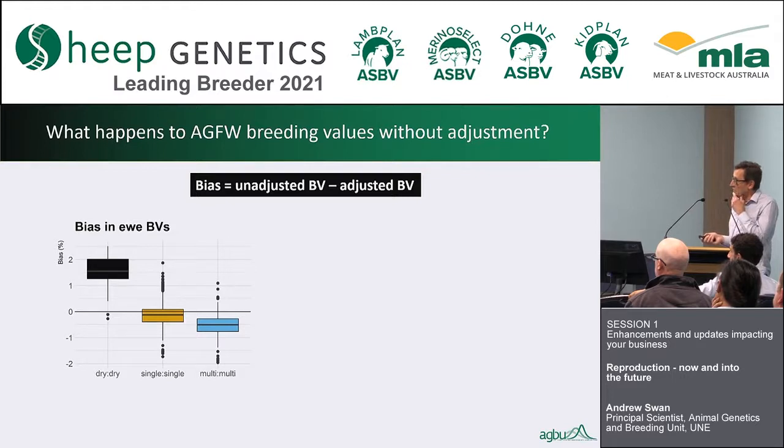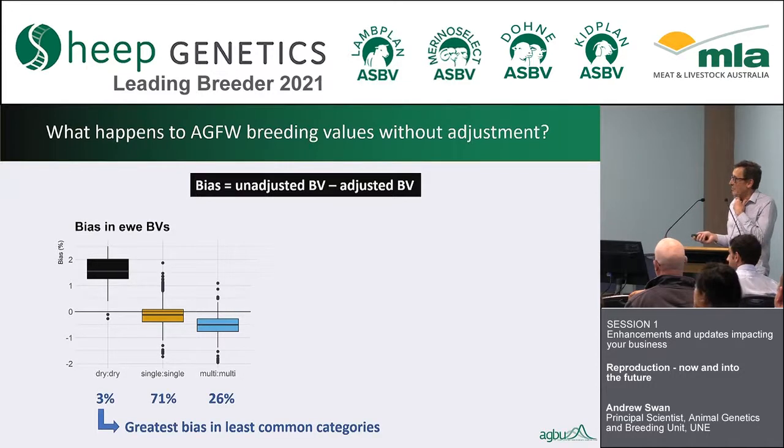And you can see, sure enough, in ewes where it's going to be the problem, if you're dry in both cycles, you get an artificial advantage of up to 2% there. Singles, a little bit of a disadvantage, and multiples, a little bit more of a disadvantage. Now, context is important here. There's not many sheep in the database that actually have that status there, so we're only looking at 3% of the animals. So the greatest bias is actually in the least common categories.